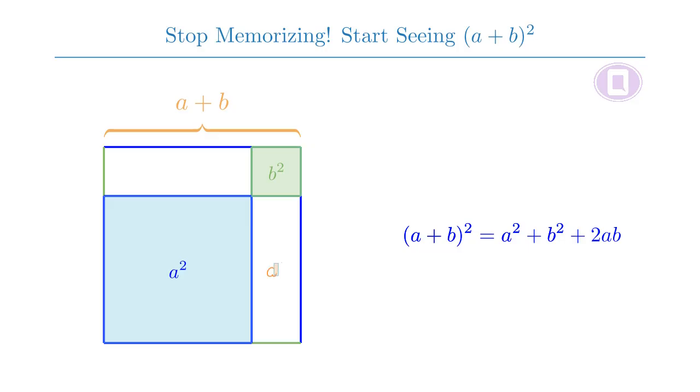This rectangle has sides a and b, giving area ab. Here is another rectangle with the same dimensions, again area ab. Since there are two such rectangles, together they give 2ab, which gives us the 2ab term in the formula. That is exactly why (a + b) whole squared equals a squared plus b squared plus 2ab.